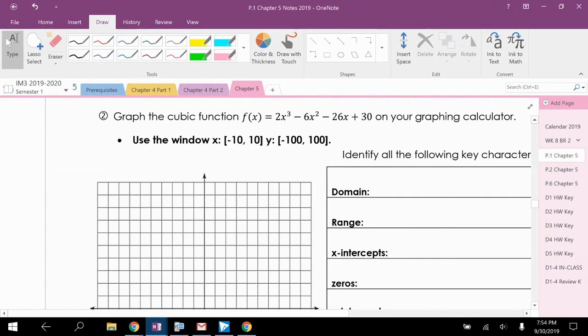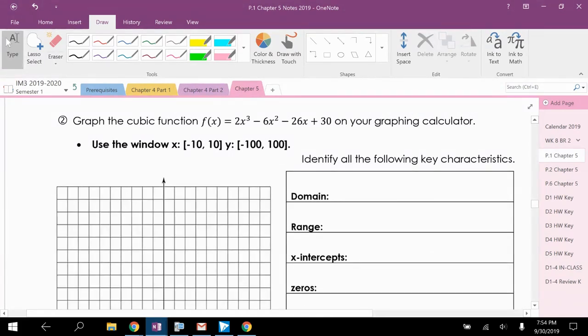So let's do another example, and then I'll let you guys get going on your homework. So let's do another one. Let's get out our calculator.